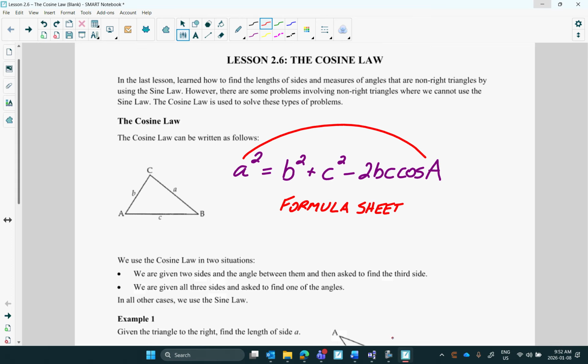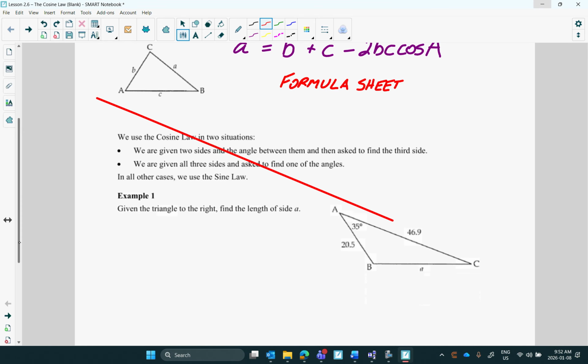So remember I said we use the sine law when, in a non-right triangle, we know one of the sides and its angle opposite. If that's not the case, we use cosine law. So really we use cosine law in two cases. We're given two sides and the angle between them and have to find the third side. Or we're given all three sides and asked to find one of the angles.